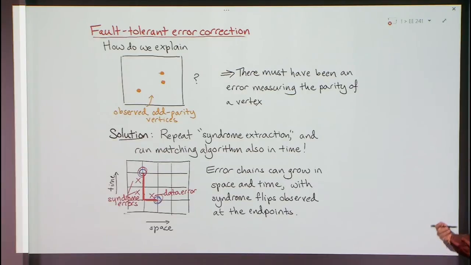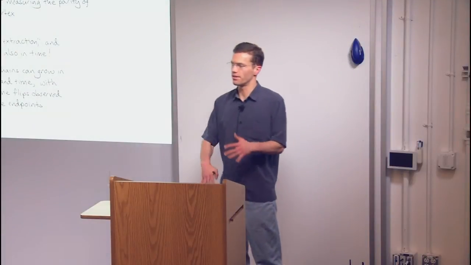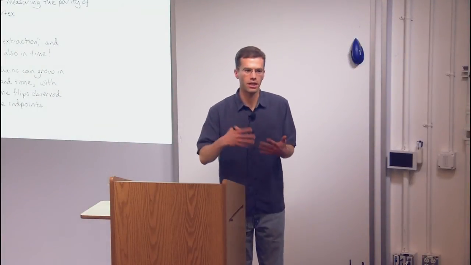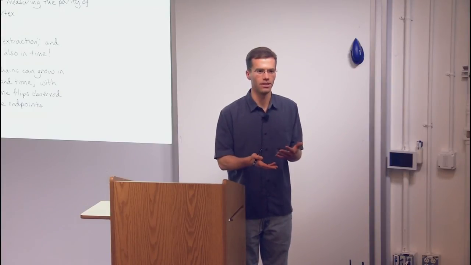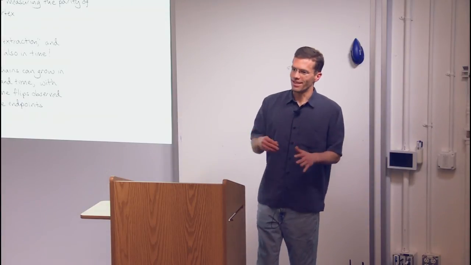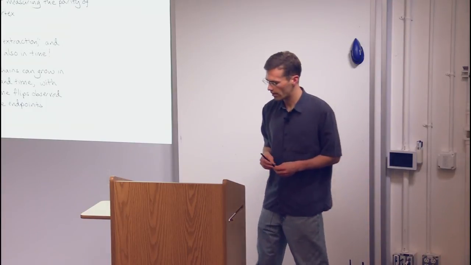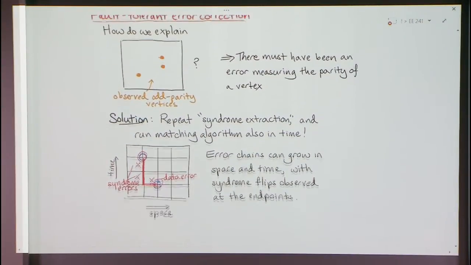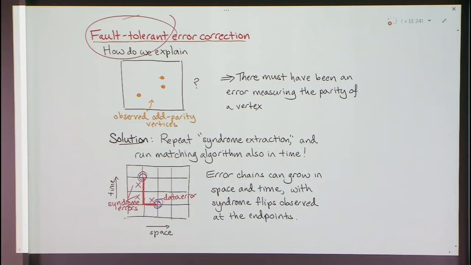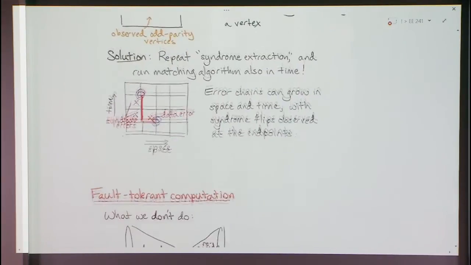Errors in observations are the same as errors on the data qubits. You just have to add this 3rd dimension. And so if you're trying to correct for these, you just have to run the matching algorithm in 3 dimensions instead of 2 dimensions. That's the only change you have to make, with a few other subtleties. Essentially, that's the only change you have to make. And so that's how you can do error correction fault tolerantly with errors in the syndrome extraction.